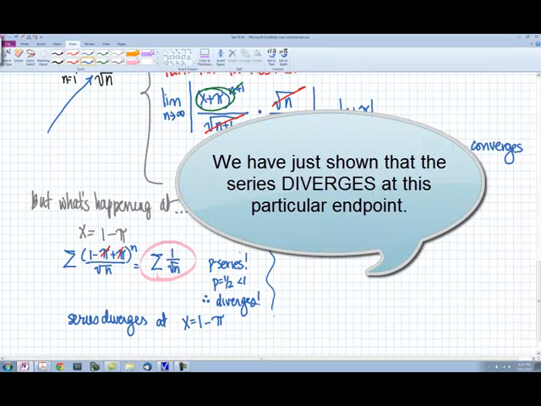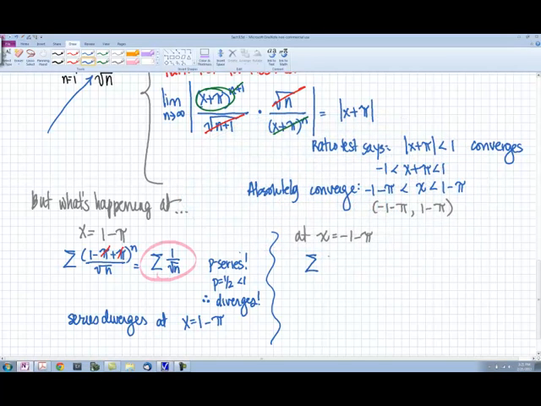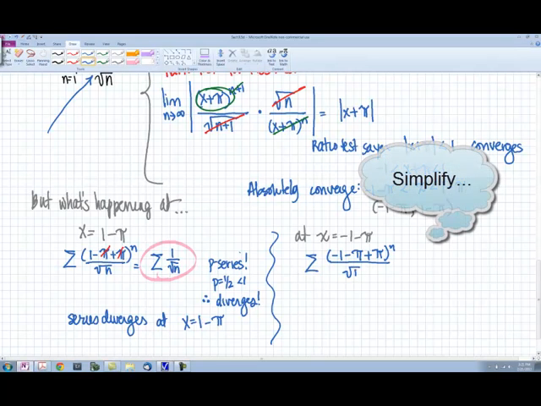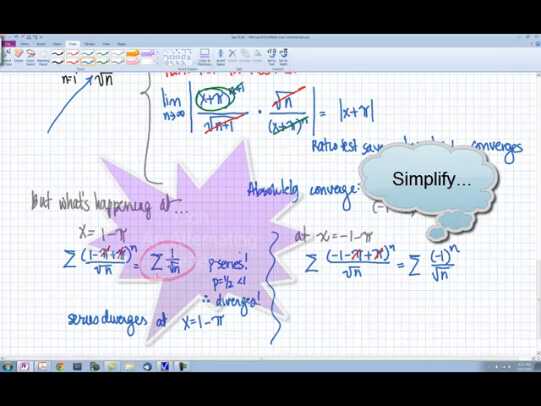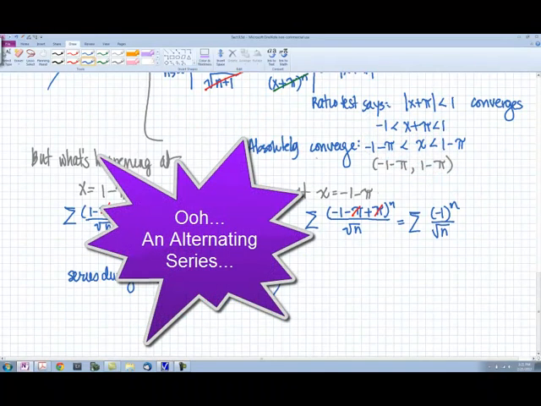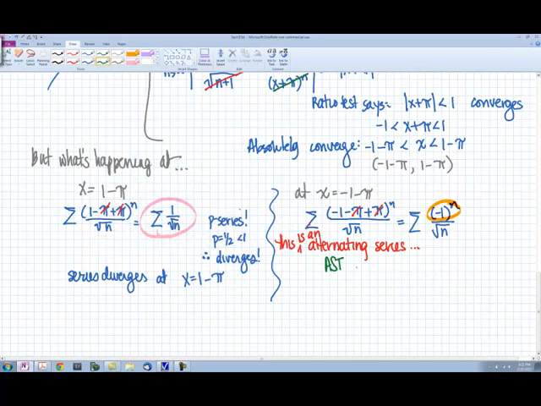So now we look at the other endpoint. What happens when I plug in negative 1 minus pi? I get (negative 1 minus pi plus pi) to the n over square root of n. I have negative 1 to the n over the square root of n. What kind of series is this? So I'm going to use the alternating series test. What does our alternating series test say? It says that we have to identify our u sub n, which is 1 over square root of n, and we have those three conditions to satisfy.